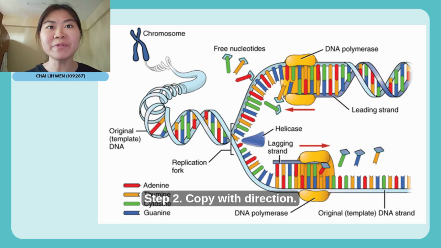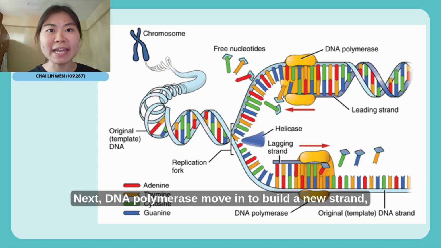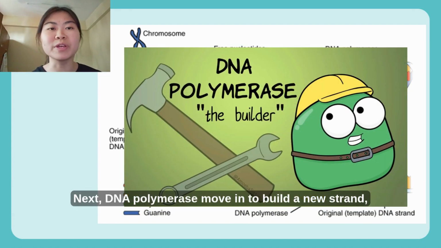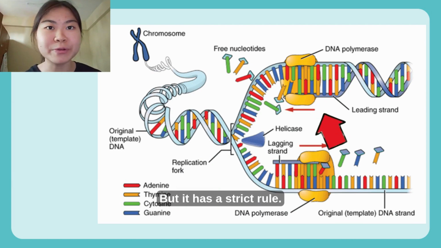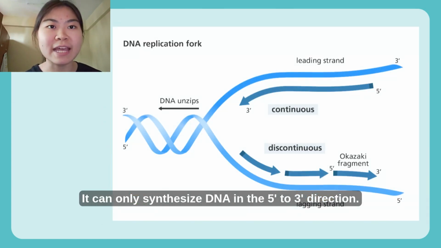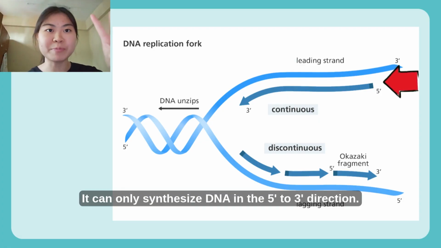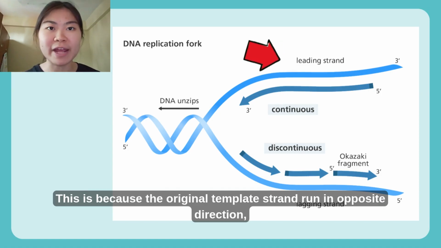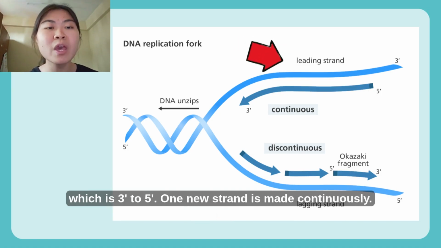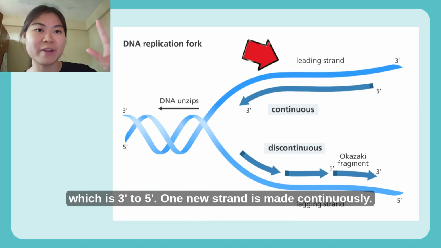Step 2. Copy with direction. Next, DNA polymerase moves in to build a new strand, which is in a darker blue color. But it has a strict rule. It can only synthesize DNA in the 5' to 3' direction. This is because the original template strand runs in the opposite direction, which is 3' to 5'.